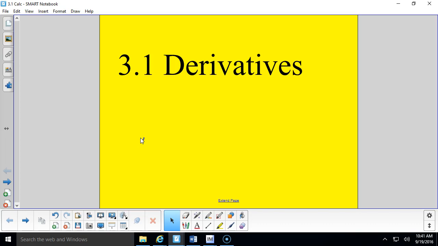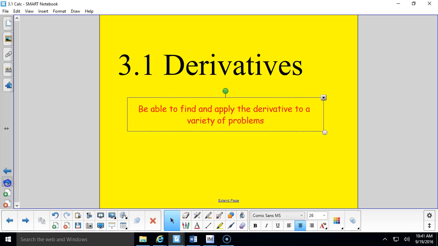This section, 3.1, deals with derivatives. We spent a little bit of time last year talking about derivatives, how they work, what they are. This is a little bit of the foundation of some of that idea. And hopefully a lot of what's in here should look familiar to you, as we touched on it a little bit last year. What we're supposed to be able to do is find a derivative and apply it to a variety of different kinds of problems.